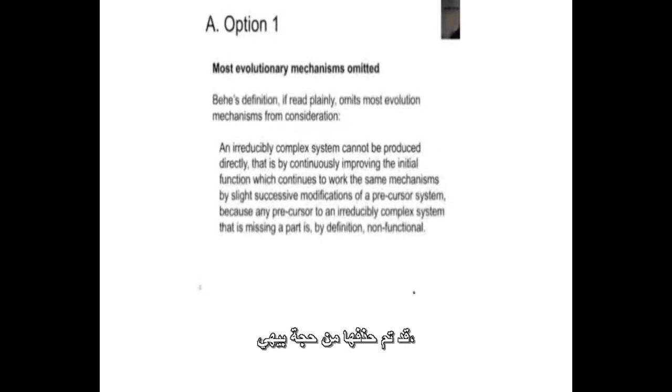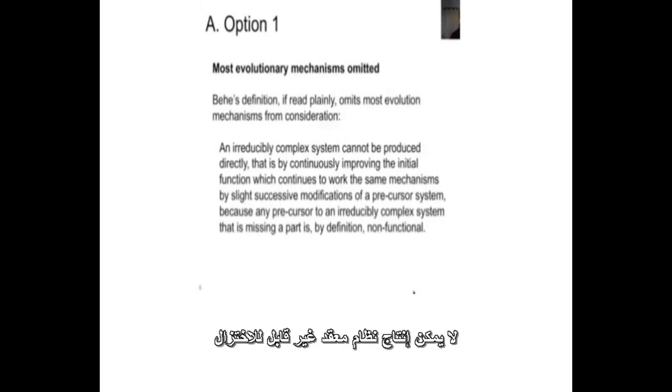So, option one: most evolutionary mechanisms are omitted from Behe's argument. Behe's definition, if you just read it plainly, omits most evolutionary mechanisms from consideration in terms of being able to build a complex biological system. So I'm going to, again, quote what he wrote, and then we're going to parse it a bit, and we're going to see exactly what he is including and excluding.